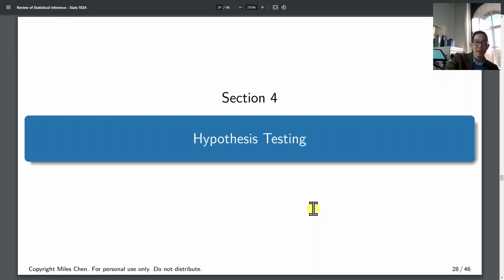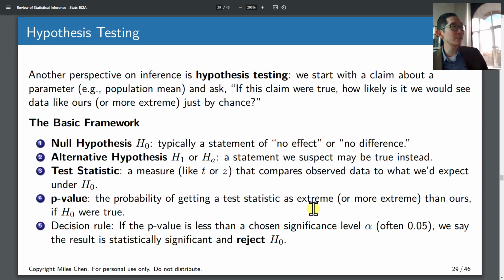Okay. The other bit of statistical inference probably covered in your introductory statistics class is hypothesis testing, and so I want to talk about that.